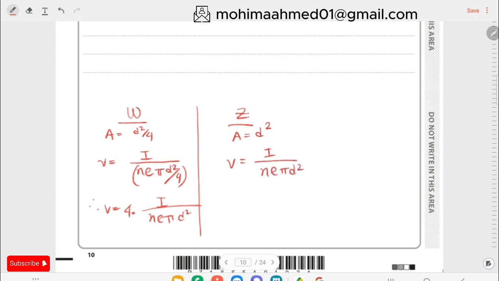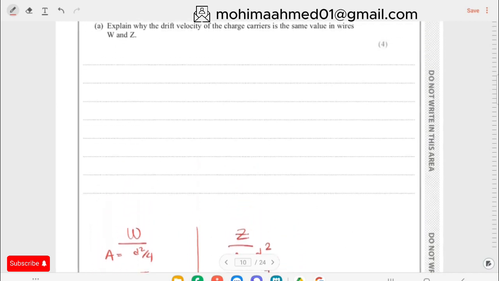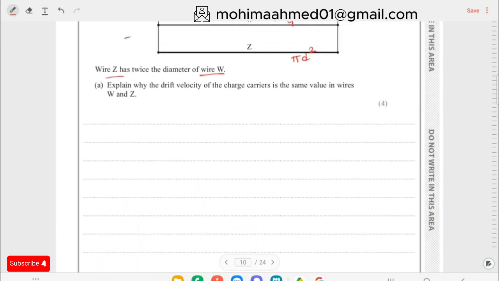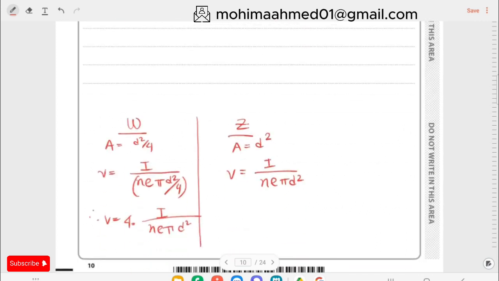Now in this section we can clearly understand that the drift velocity for W is 4 times the drift velocity for Z according to our calculation. Now over here it needs us to explain why the drift velocity of the charge carriers is same for both the wires. Like in our calculation it is 4 times the drift velocity of Z, right? Like all this expression is same. So you can write that this is the velocity for W, that is 4 times the drift velocity for Z. Now why is it the case that the question says that it is same for both the wires?